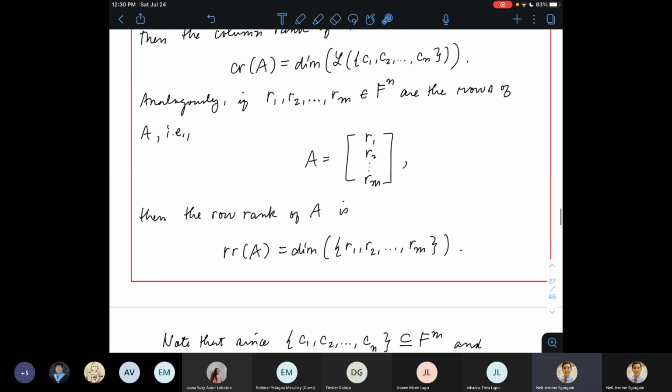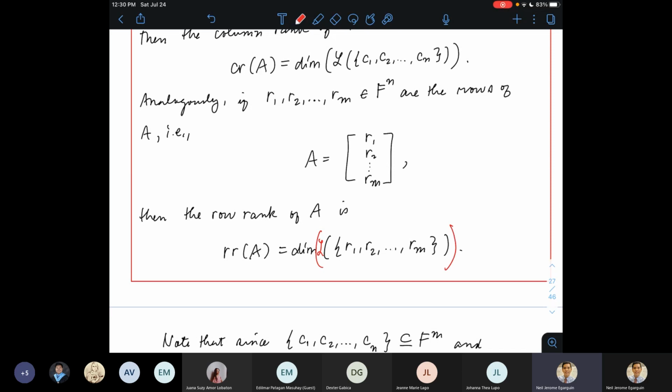And then analogously, if R1 until Rm are 1 by n vectors, the rows of A, then the row rank of A is the dimension of the L of that guy. Kulang ito, kindly insert.